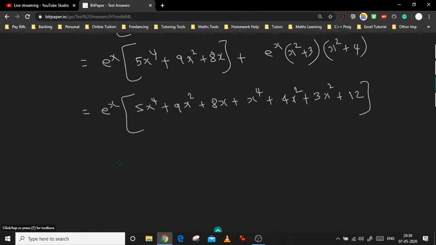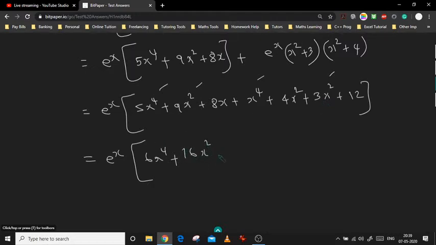So now let's simplify this further. E power x into... 5x power 4 plus x power 4 is 6x power 4, plus 9x squared and 3x squared is 12x squared. 8x, we don't have, no, we have one more x squared term. Just left this one. 9x squared plus 4x squared is 13x squared plus 3x squared is 16x squared.